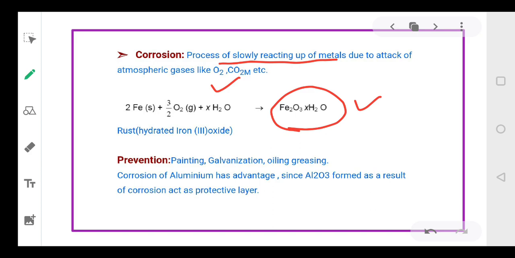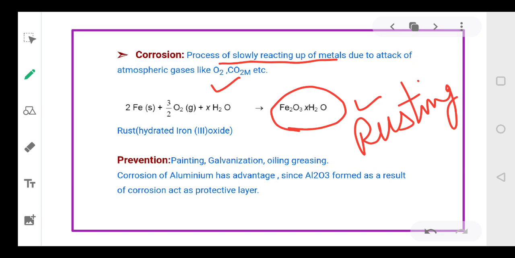Now corrosion weakens the metals. Okay, everyone, it weakens the metals. That is why we need to prevent corrosion. Now, in case of iron, we use the term rusting. Especially in case of iron, we do not use the word corrosion. Corrosion is a bigger term and we use it for all the metals together. But rusting is a word that we generally use in case of iron. So we say rusting of iron, right?